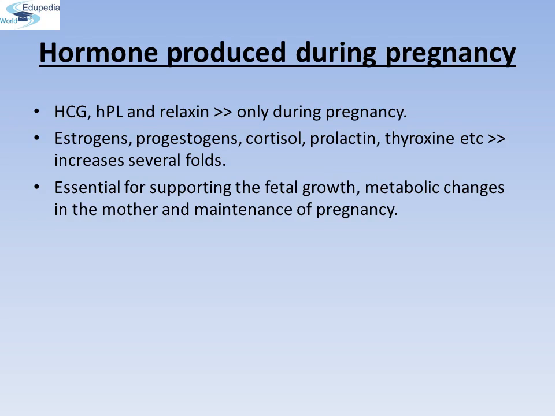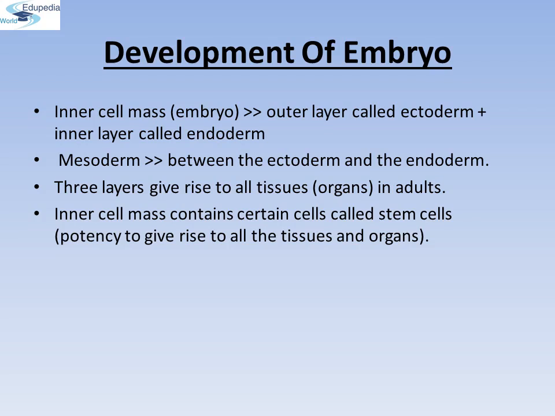In addition, during pregnancy the levels of other hormones like estrogens, progesterone, cortisol, prolactin, thyroxine, etc. are increased several folds in the maternal blood. Increased production of these hormones is very essential for supporting the fetal growth and metabolic changes in the mother, and this is very necessary for the maintenance of pregnancy.